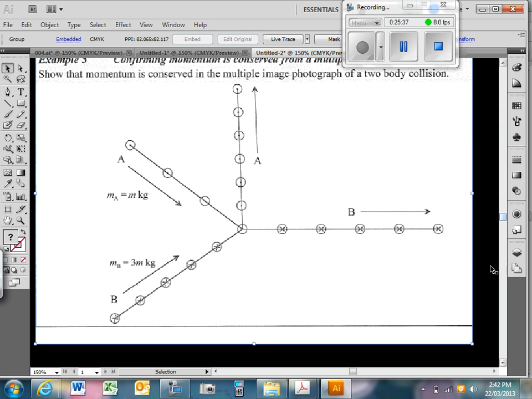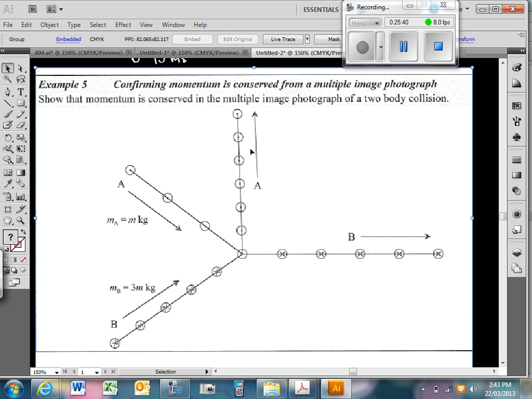What's going on here? Well, if you can imagine that this is puck A moving on an air table with very little friction. And this is puck B moving on the same air table with very little friction. They collide at this point here, and B goes off in this direction, and A goes off in this direction. It looks as if A isn't as massive as B, and in fact it says it here. B is 3m kilos and A is just m kilos. So B is 3 times the mass of A.